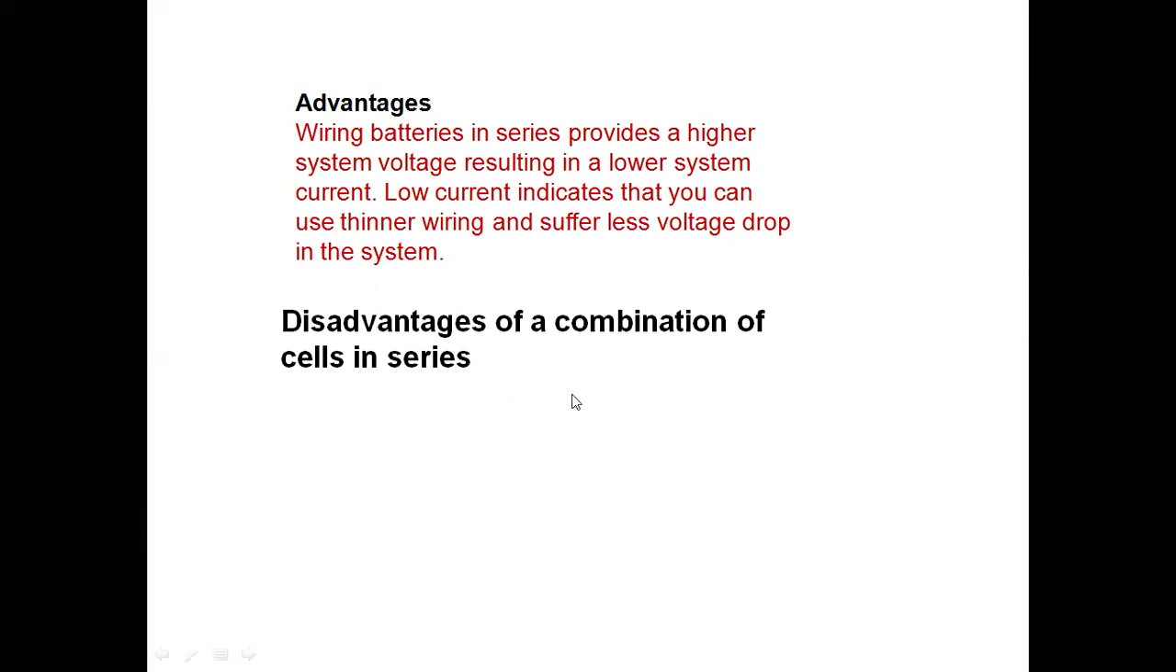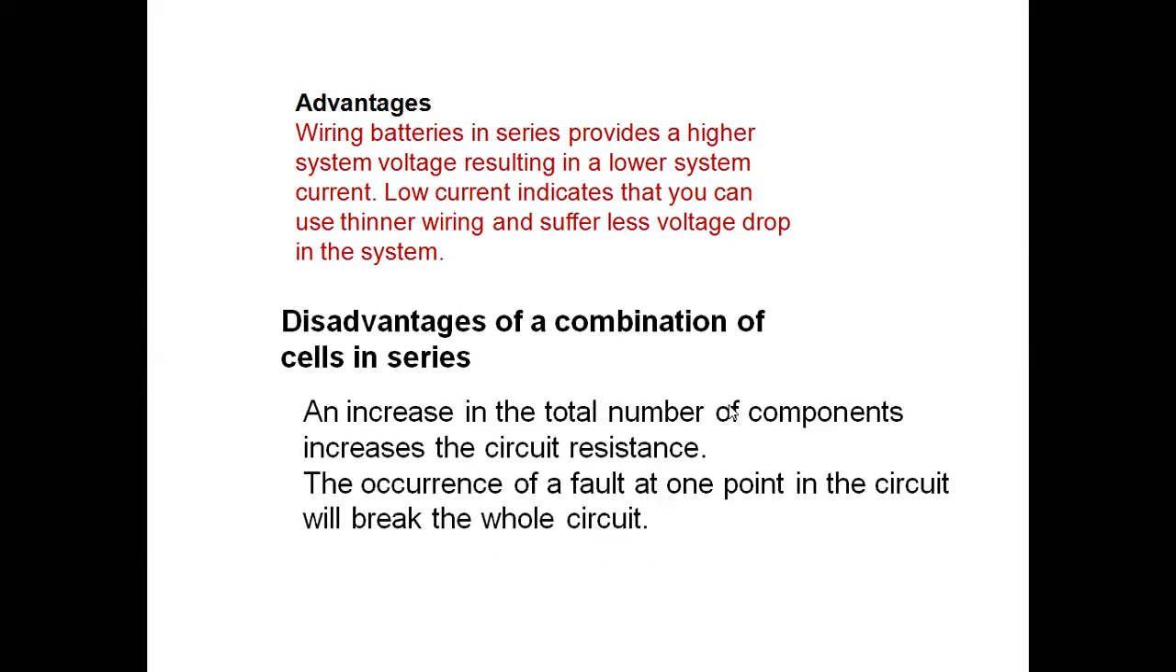Disadvantage of the combination of cells in series, that is the resistance. The resistance also increases because in series, you remember that was discussed in one of the previous slides, the resistance of the series circuit is the simple addition of all the resistors R1 plus R2 plus R3. In the same way, cells can also have internal resistance, so their resistances will also be added, and that will cause more increase in the total resistance of the circuit. Okay, and the second problem with the series combination is what? That is, when one fault occurs, the whole circuit will break, no current will flow.